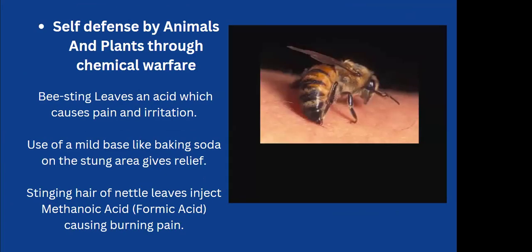Next is the self-defense by animals and plants. Some plants and some animals sting other animals around them to protect themselves. A few examples are bee stings. Bee stings leave an acid which causes us pain and irritation. Using a mild base like baking soda on the stung areas will give us relief, because baking soda is a base and the acid being released gives a neutralization reaction again.